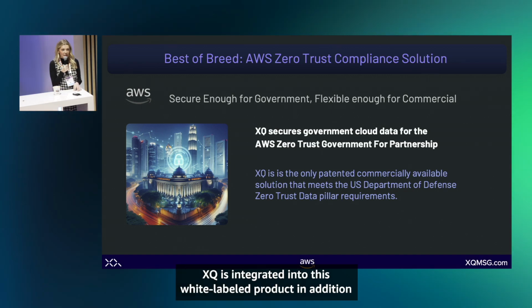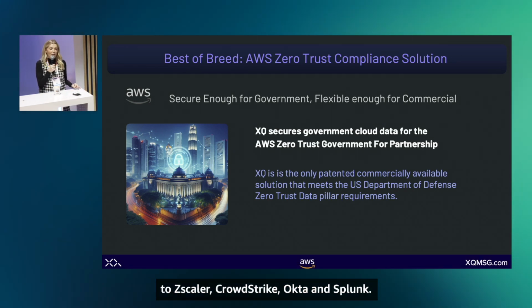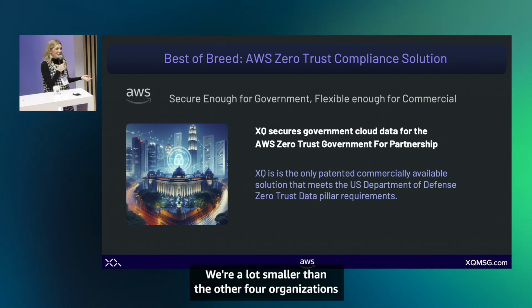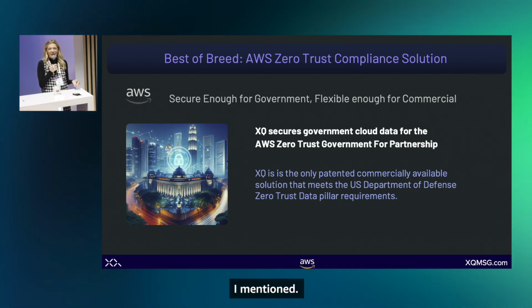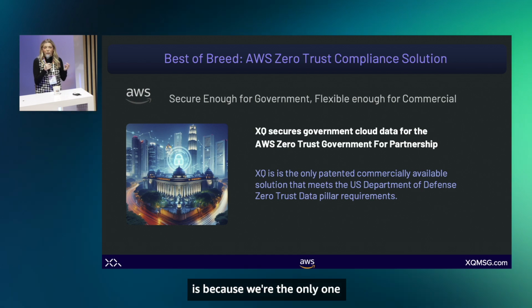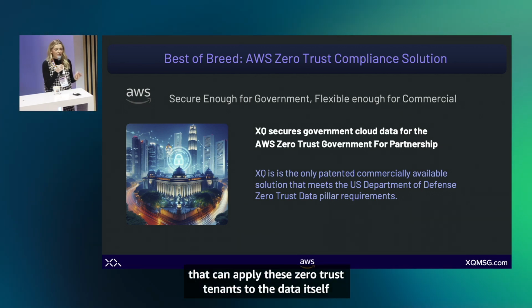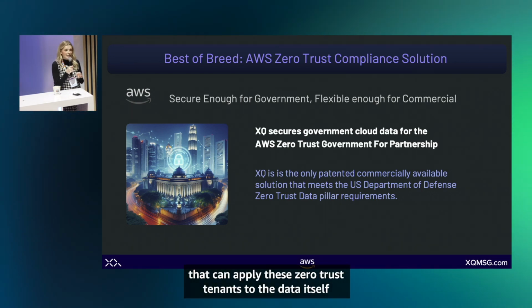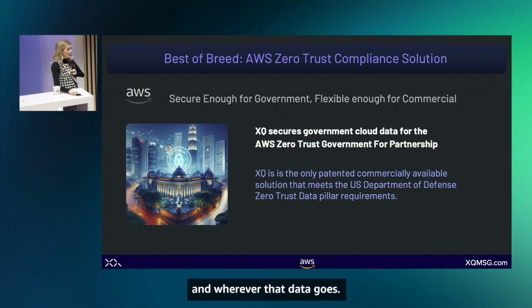XQ is integrated into this white labeled product in addition to Zscaler, CrowdStrike, Okta, and Splunk. We're a lot smaller than the other four organizations I mentioned. The reason that we're included is because we're the only one that can apply these zero trust tenets to the data itself and wherever that data goes.